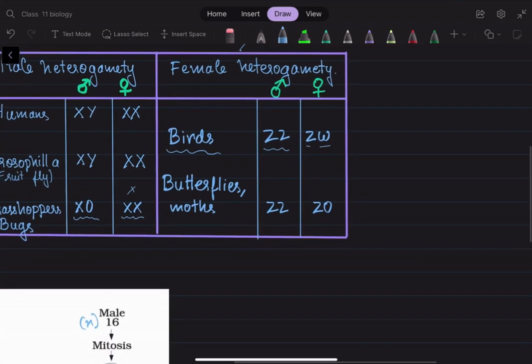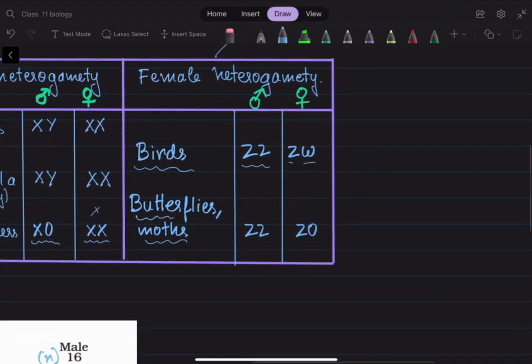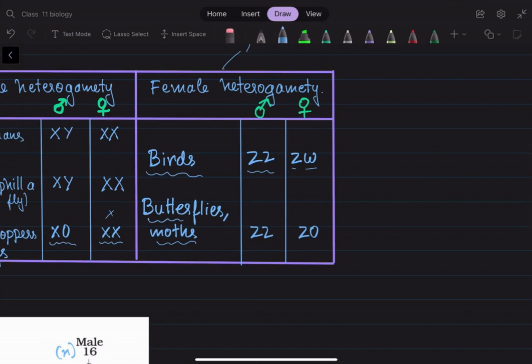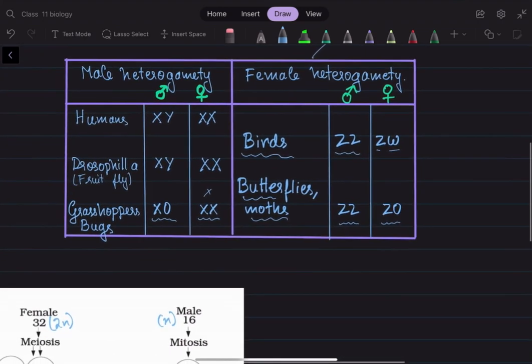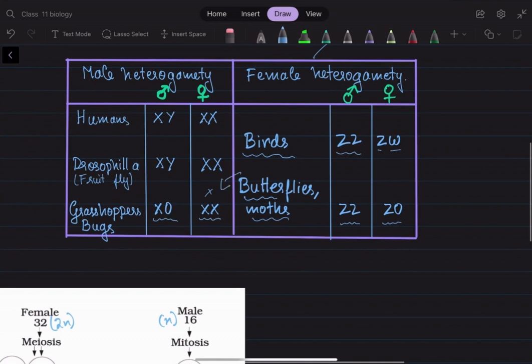You see the same in butterflies and moths too, but in this case, the W chromosome is not present, that is absent. So we only see ZZ in case of the male, and in case of the female, we just see one Z chromosome. So you see, this corresponds to this, and this corresponds to these two.